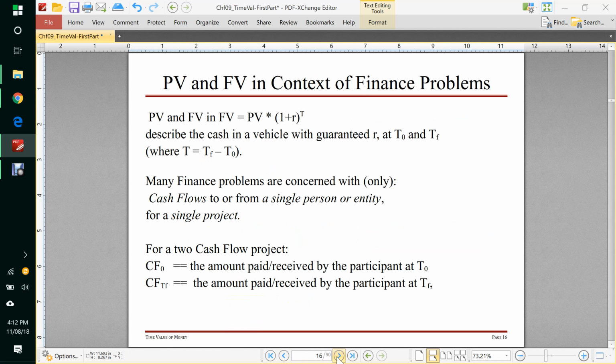Okay, so far so good. All right, and now we need to think about PV and FV in the context of finance problems a little bit.